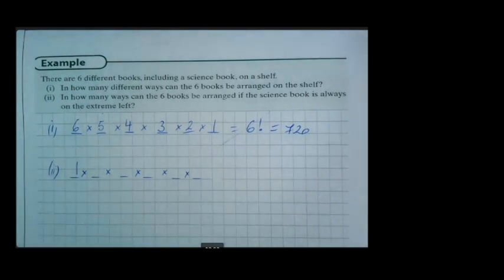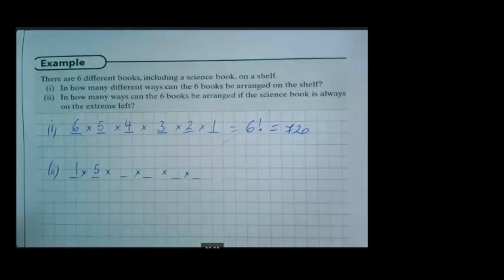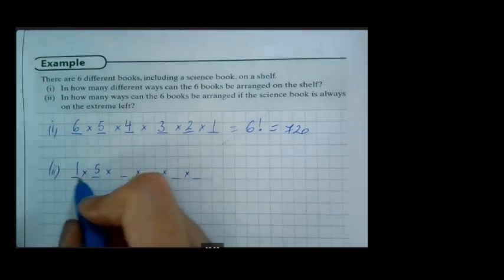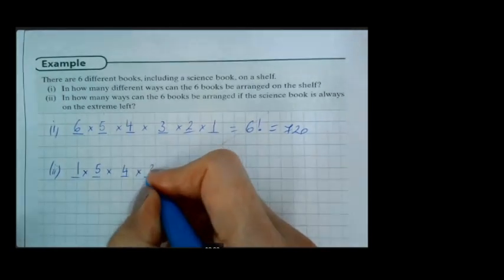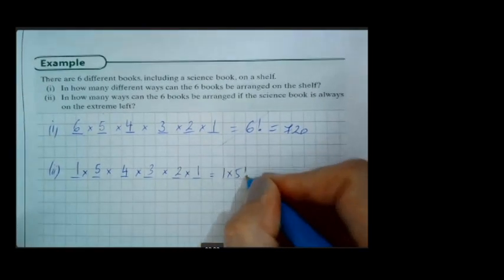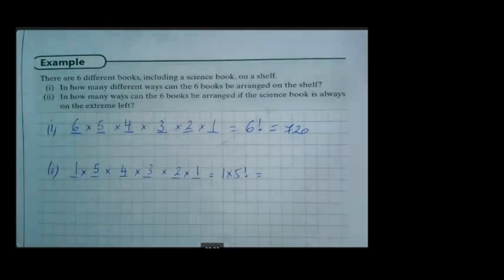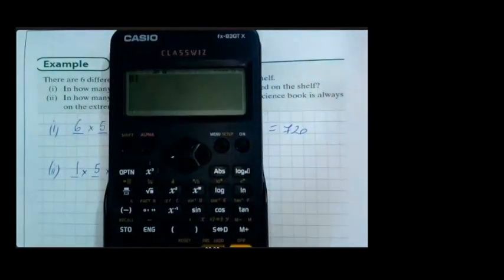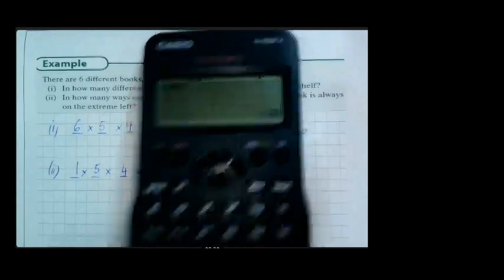So now the science book is in place, which means I have 5 other books to choose from. And so I have 5 options then for the second position. And then 2 books are in place, which leaves me with 4 options for the next position. And then 3 times 2 times 1. So technically that is 1 times 5 factorial, because I have 5 times 4 times 3 times 2 times 1. And of course, on my calculator, if I put that in, 1 times 5 factorial, I'm getting 120.